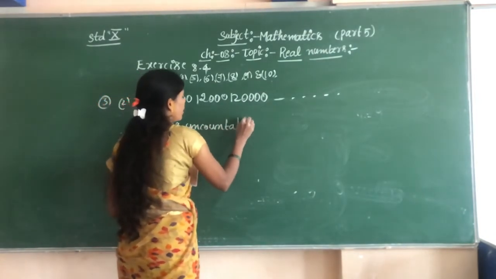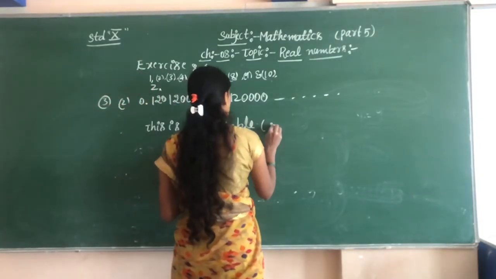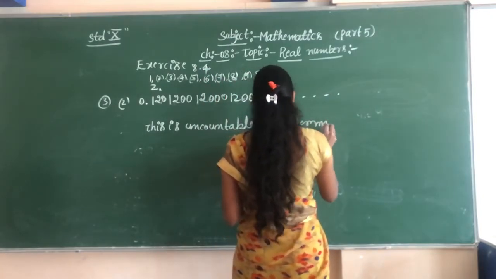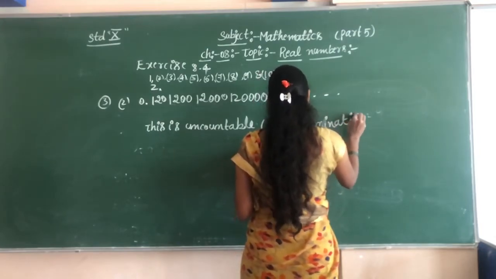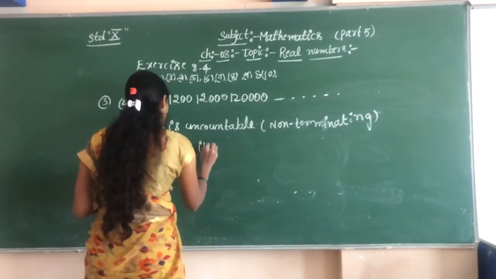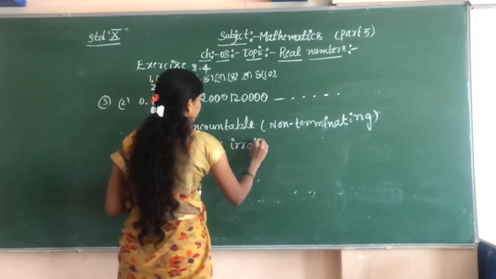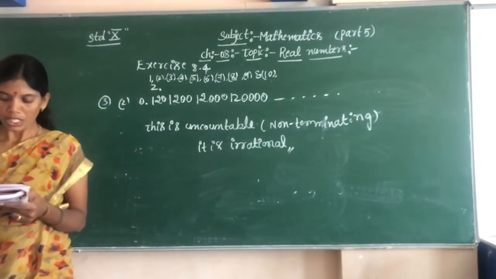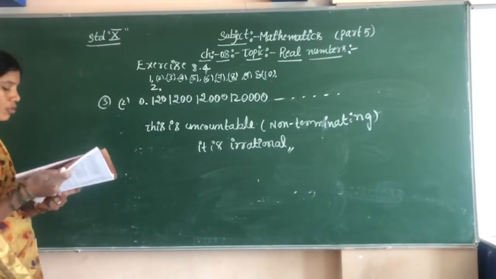Countable. Otherwise, it is non-terminating. Non-terminating, and it is an irrational number. Okay. Now next, we should take 43 point. Which one is that?